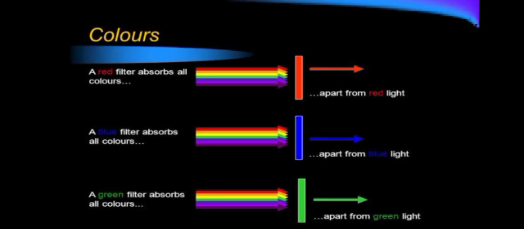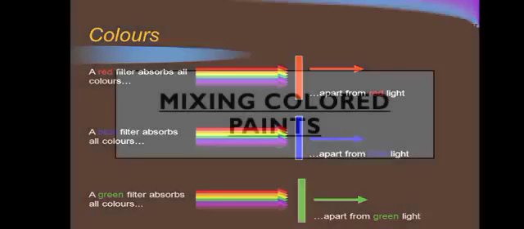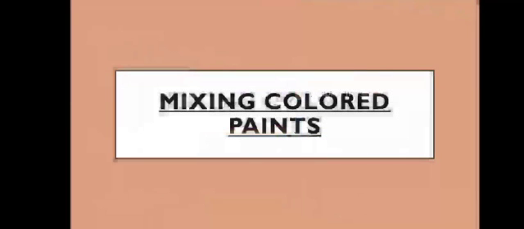A red filter absorbs blue and green light and transmits red light only. A green filter absorbs red and blue light and transmits green light only. Is that clear to everyone? Same for the blue filter.